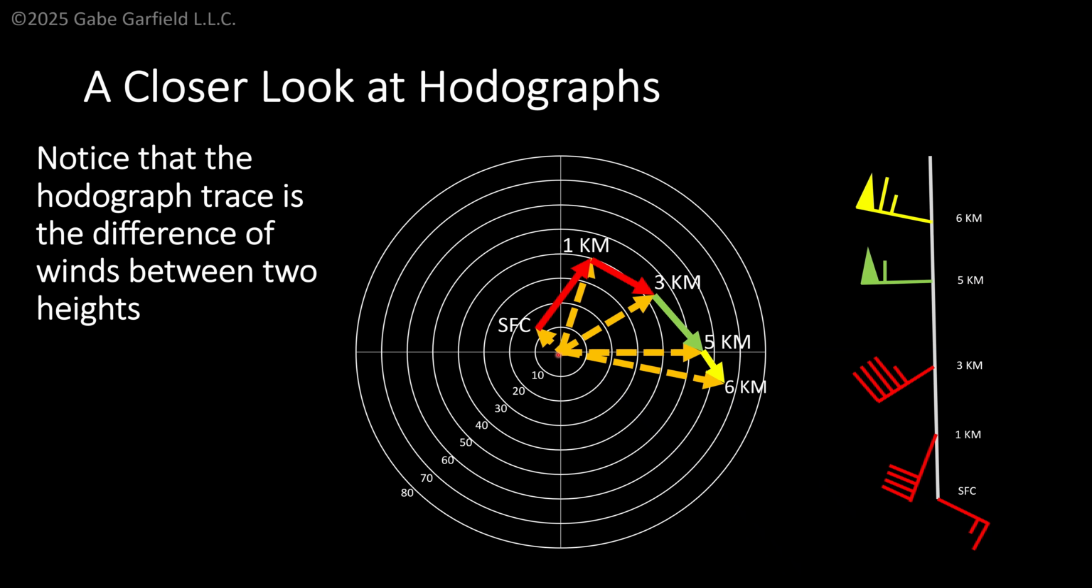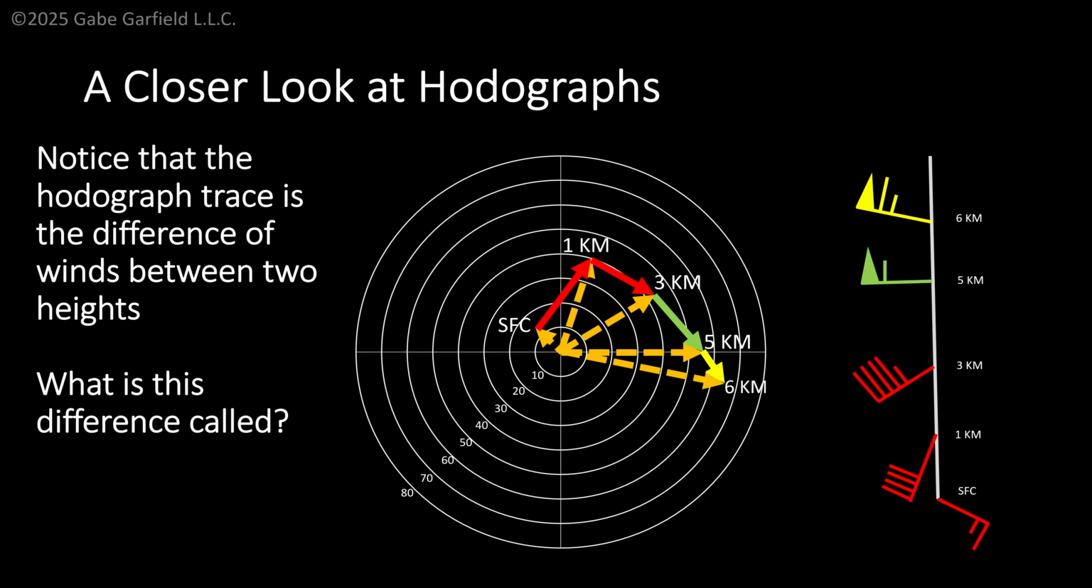So here's the surface wind. It's from the southeast, 15 knots, connects with the hodograph there. And then the 1 kilometer wind is from the south-southwest at about 40 knots, connects to the hodograph there. And the red arrow that connects those 2 vectors is the hodograph itself. So the hodograph itself is the difference of winds between 2 heights.